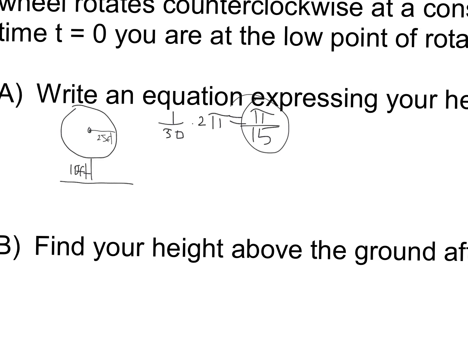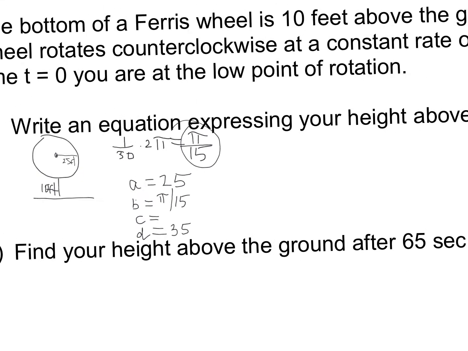But we also get our d, which would be the height of the center. Well, the height of the center would be all of this, which would be 10 plus 25 is 35. So I'll just go ahead and write all this down. A is positive 25, at least, well, the amplitude is always positive, but are we going to go up or down? We'll decide that in a second. B is pi over 15. C, I don't know yet. D is going to be 35 because that's the height of the center of the circle, which would be the 10 plus the 25.